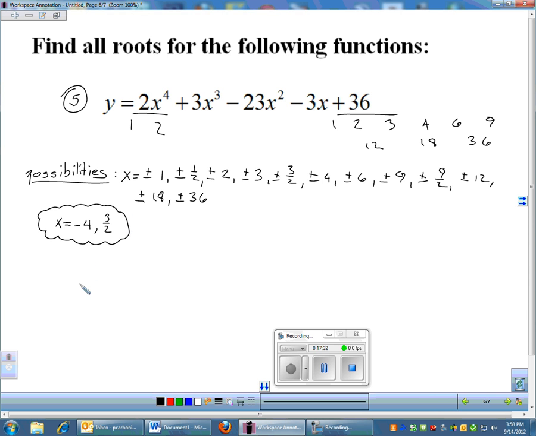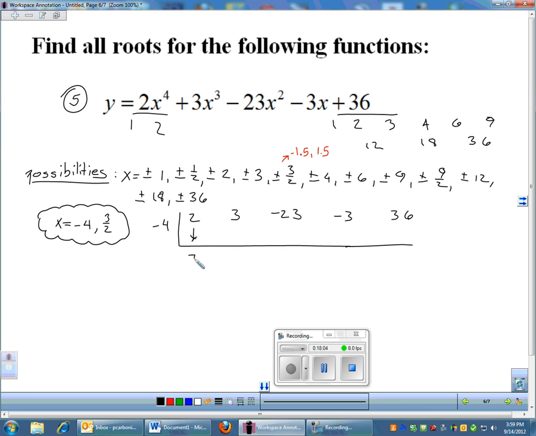Now, I do see 2 other roots on here, and it looks like at about negative 1.1 or negative 1.2, but I don't have anything around negative 1.1. This right here would be negative 1.5 or positive 1.5, but I'm definitely not that far. So I'm thinking these 2 are going to work. So let's do synthetic division with those 2 real quick, and let's see if negative 4 and 3 halves will work. So I have 2, 3, negative 23, negative 3, and 36.